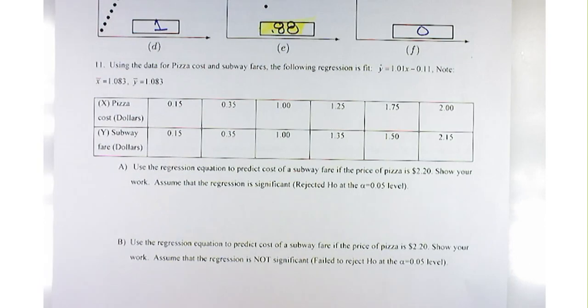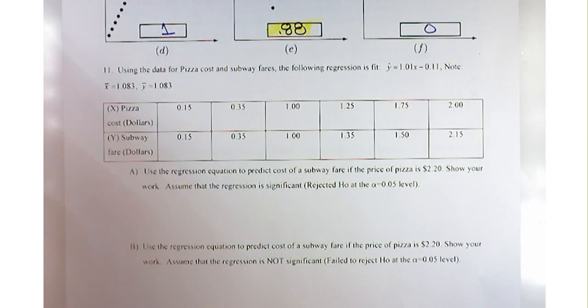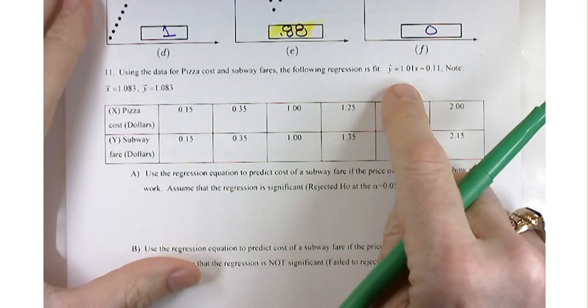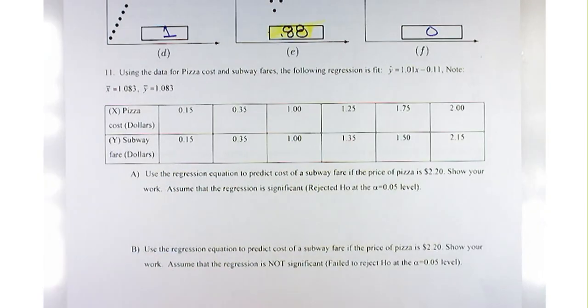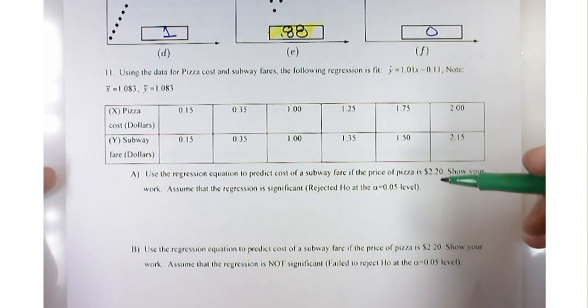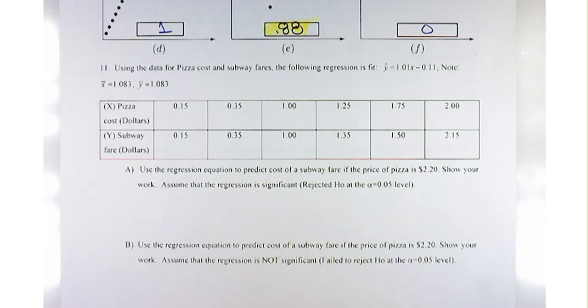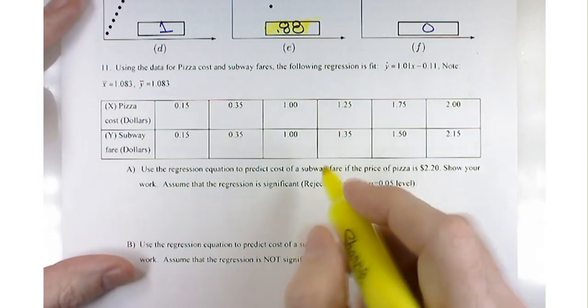I seem to think your author really likes this problem because it's appeared in a couple editions of his book. Using data for pizza costs and subway fares in New York City, we fit this regression: y hat is 1.01x minus 0.11, where x is your pizza cost and y is your subway cost. Use the regression line to predict the cost of subway fare if the price of pizza is $2.20.